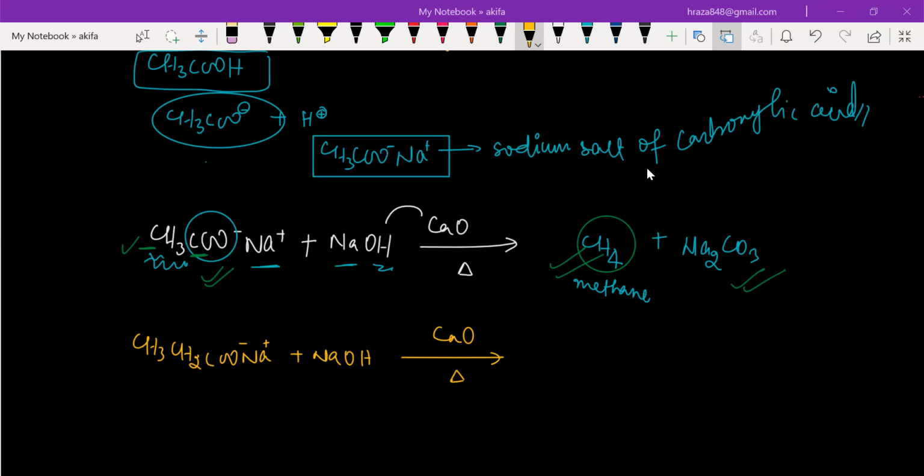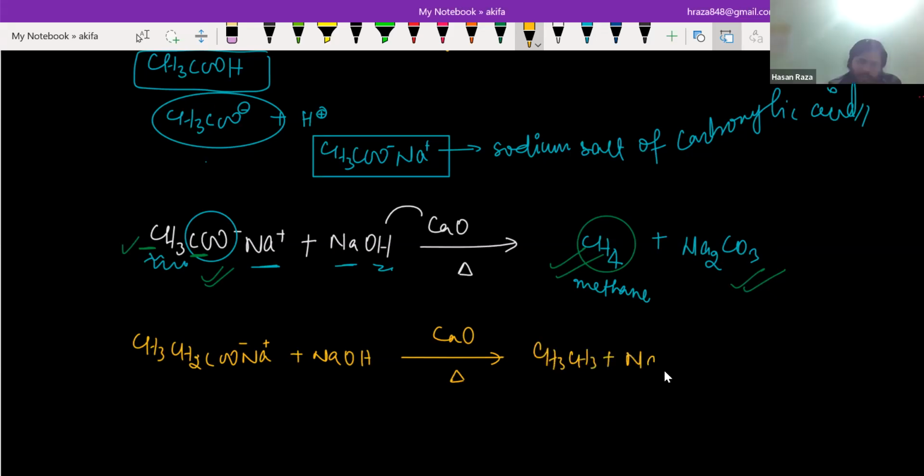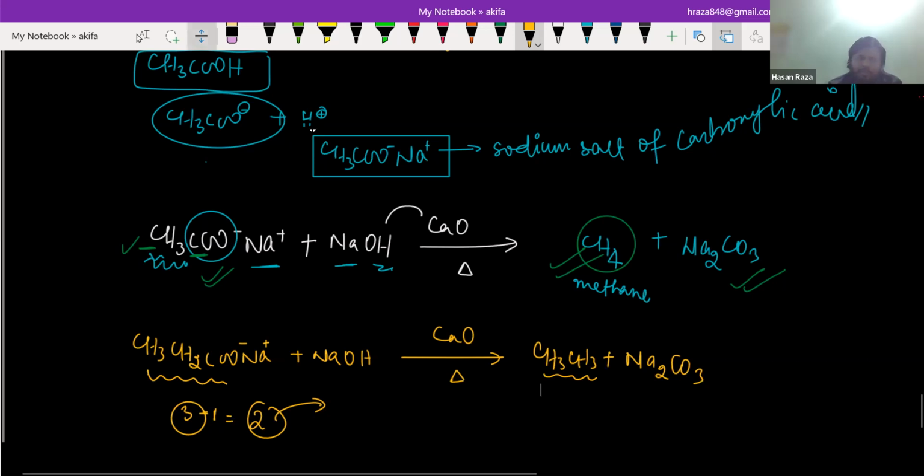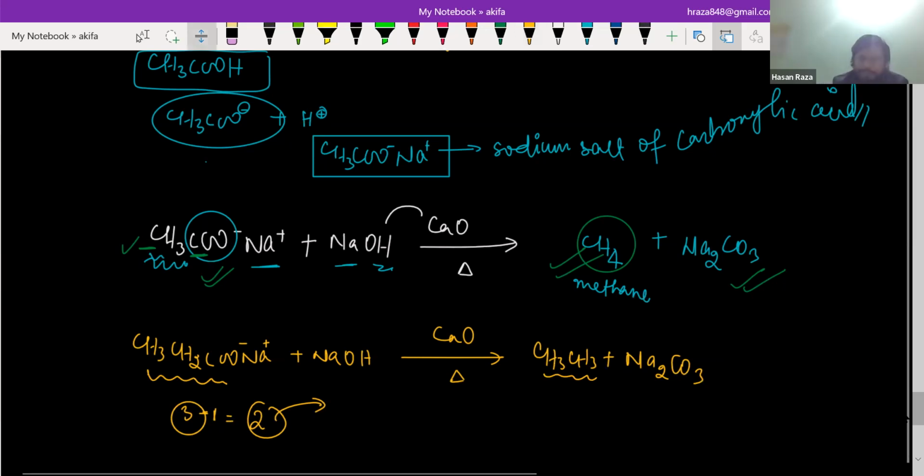The product is CH3 plus Na2CO3. Very good. So what you just did, count the number of carbon here, 3, but you have to take 1 less, so it will be 2, and with 2 carbons it forms alkane, that will be ethane, and the formula will be CH3. Very good. Can I move to the next one? Yes.